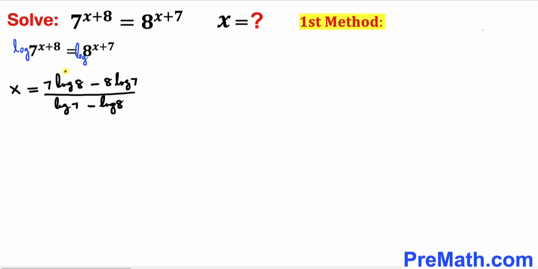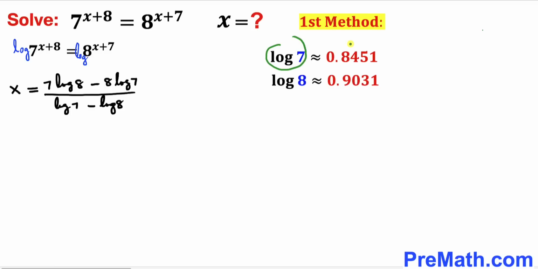And in this next step, we are going to find the value of log of 8 and log of 7 by using scientific calculators. And we know that log of 7 is approximately equal to 0.8451. And likewise, log of 8 is approximately equal to 0.9031. And we are going to substitute those values over here, as you can see.